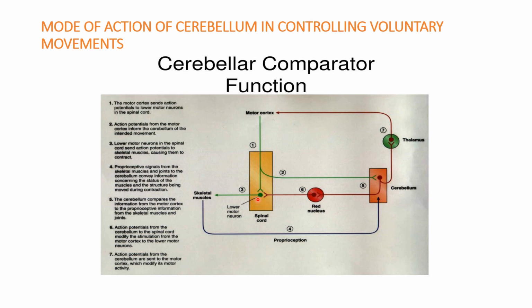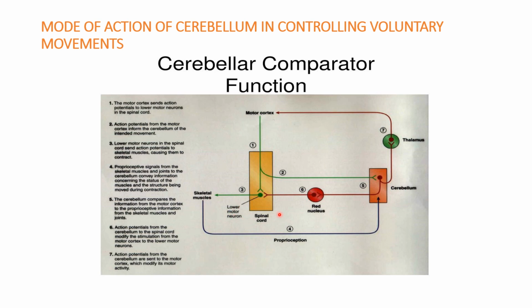Then what will happen? The action potentials from the motor cortex inform the cerebellum of the intended movement. So the motor cortex has planned some movement that is communicated to the spinal cord. Then what is happening in the middle? This information will also go to the cerebellum. Then the lower motor neurons, that is alpha motor neurons in the spinal cord, send their action potentials to the skeletal muscles, causing them to contract.